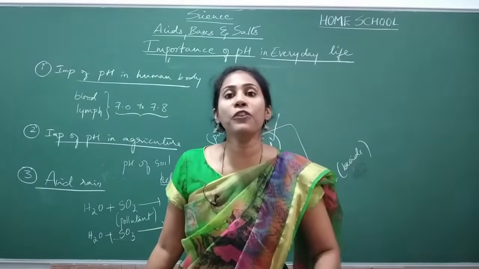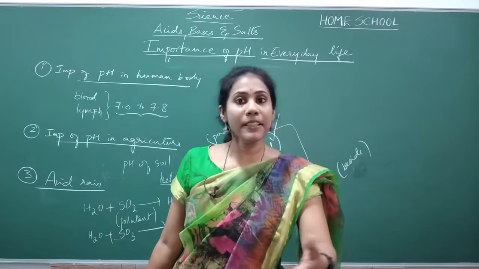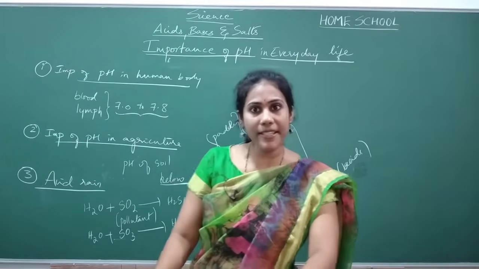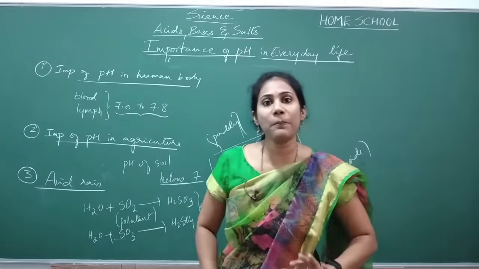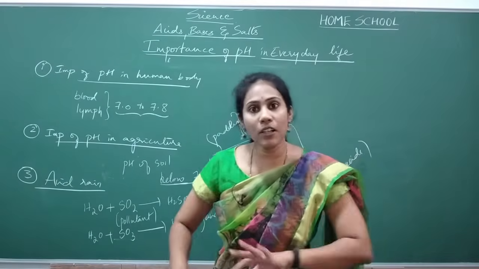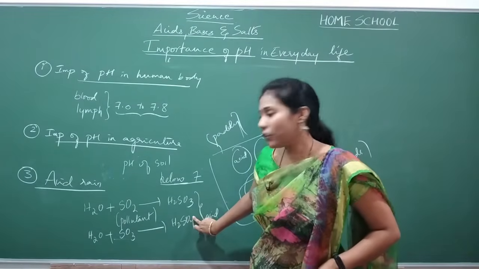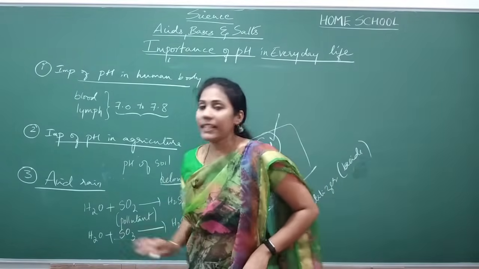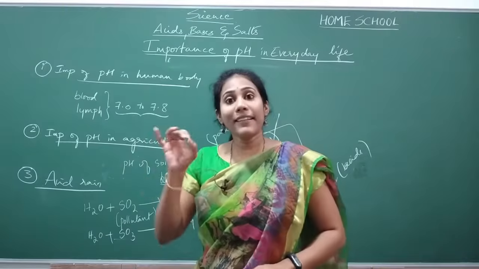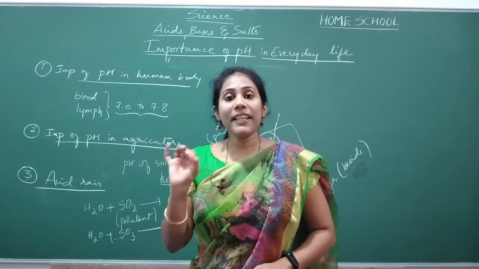Which acid? Sulfuric acid. So automatically the pH will be less, 5.6 and below 5.6. It may go to 4, 3 also if the concentration of these is more in a rain. Got it? Such a rain we will call acid rain. And acid rain is very, very dangerous.